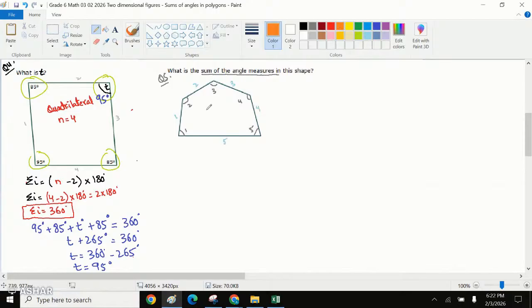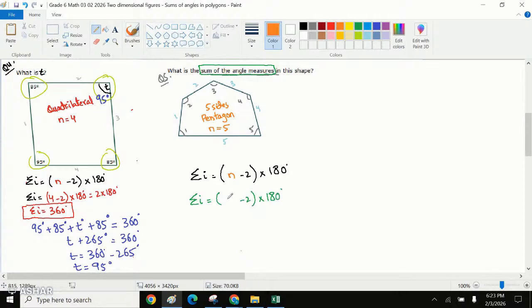That means if there are five sides, the name of the shape should be pentagon. And the value of n would be 5. What they're asking us is the sum of the angle measures, right? That means they are asking us the sum of interior angles. So we know the formula for the sum of interior angles is n minus 2 into 180. The value of n was 5. Agreed?